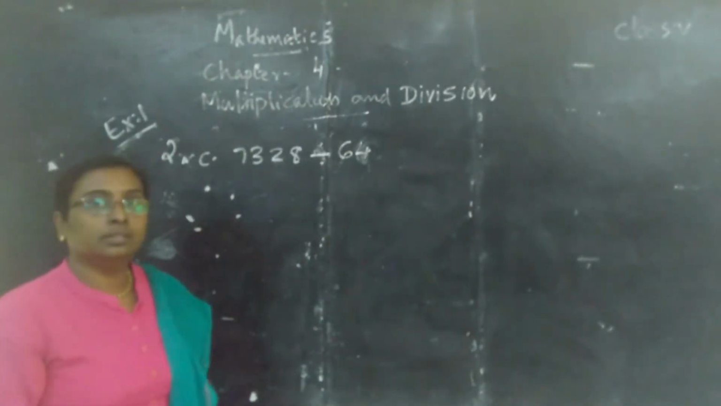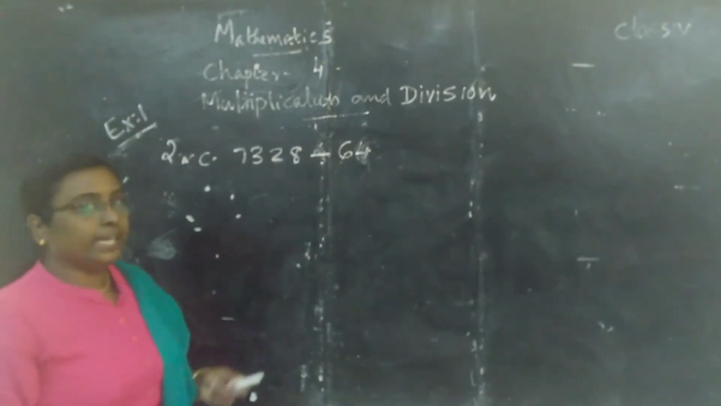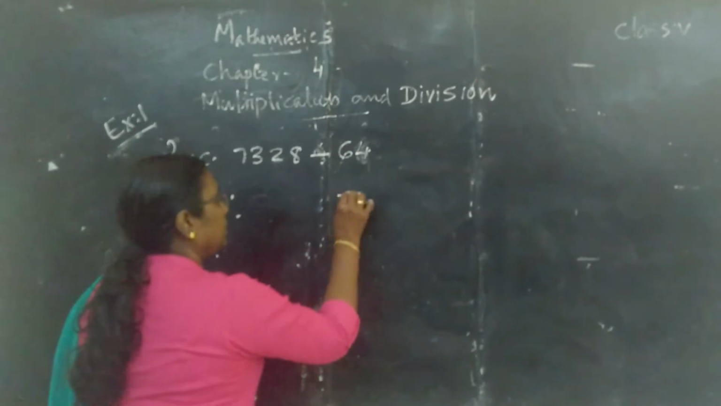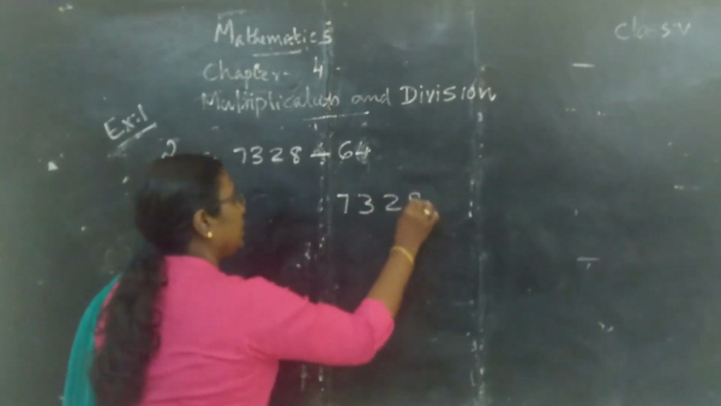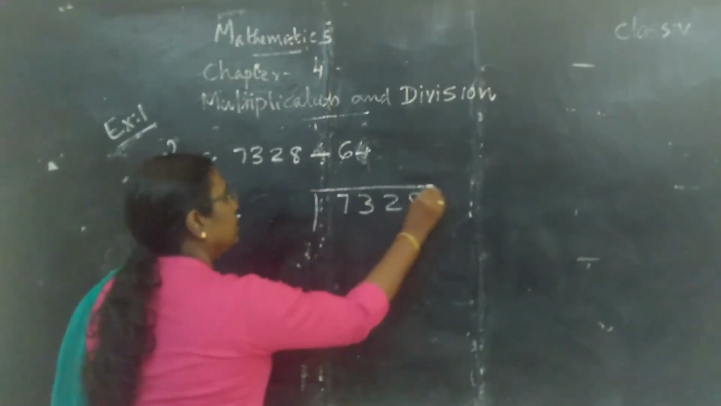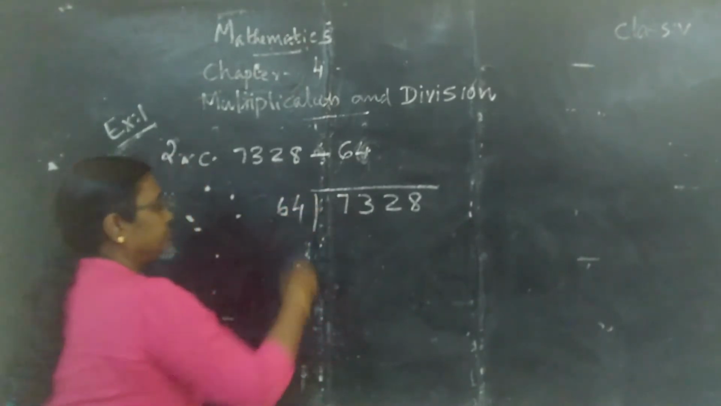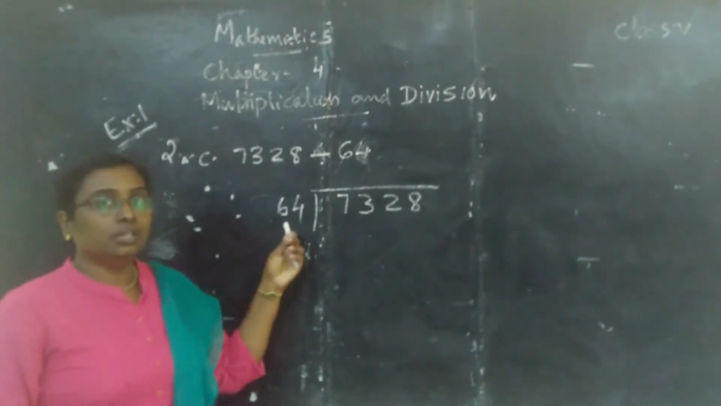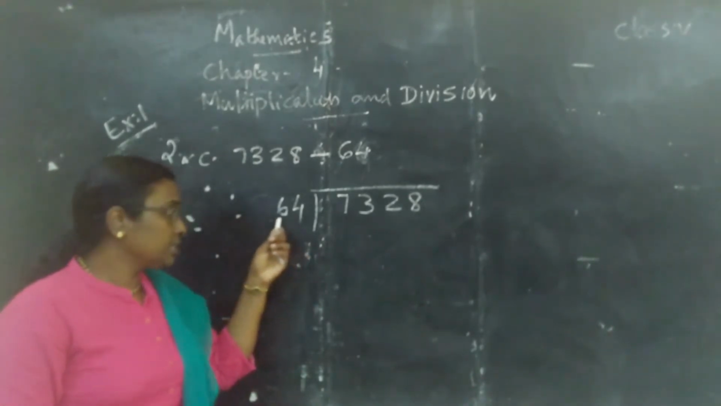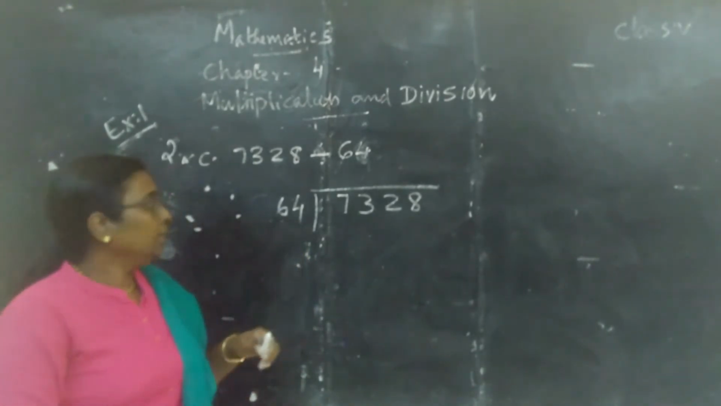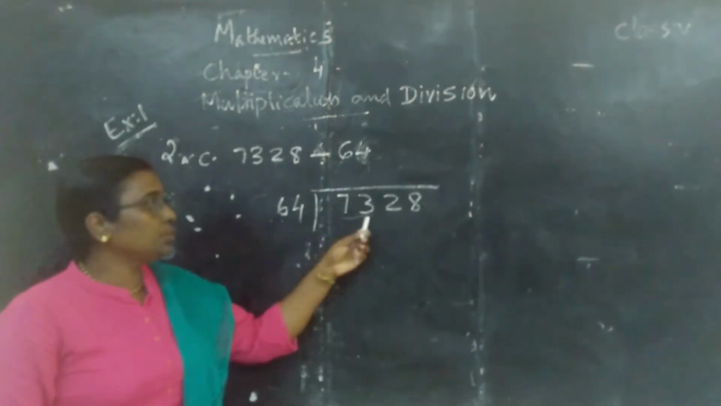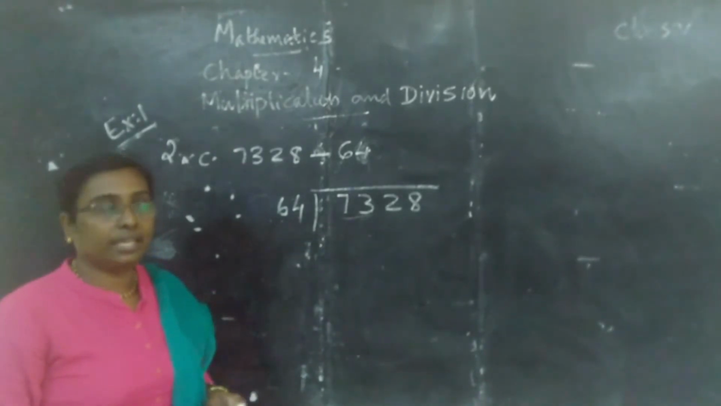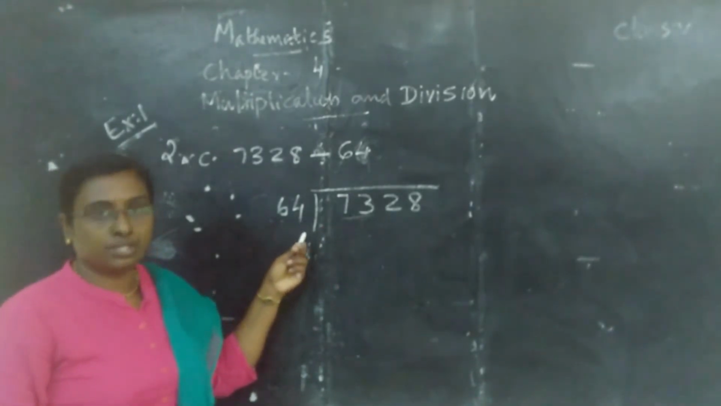C part. 7328 divided by 64. Here the divisor consists of how many digits? 2 digits, 6 and 4. Okay. So we take the first 2 digits from the dividend. Here the first 2 digits are 73. So divide 73 by 64.